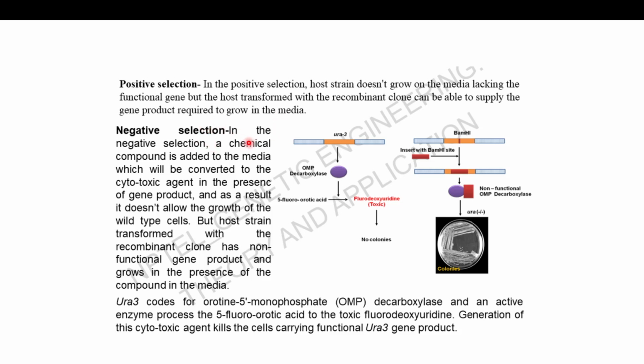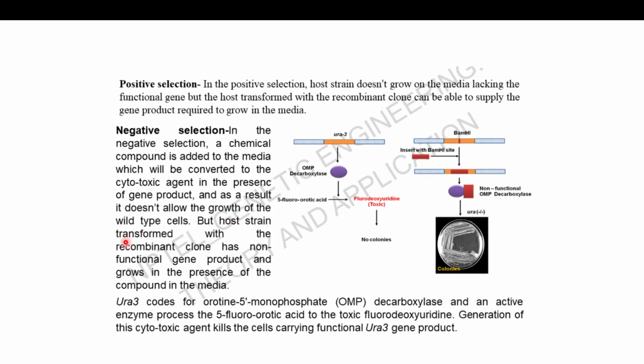And in case of negative selection, a chemical compound, some kind of nutrient, is added to the medium, and then it is converted to a cytotoxic agent in the presence of a gene product. So if that particular gene product is present, it will not allow the cells to grow, or rather kill the cells. As a result, it won't allow the growth of the wild type cells.